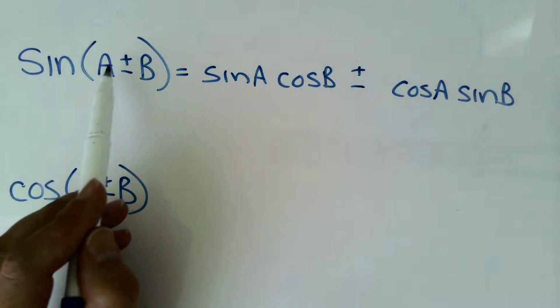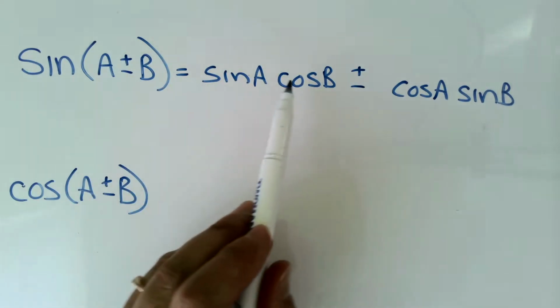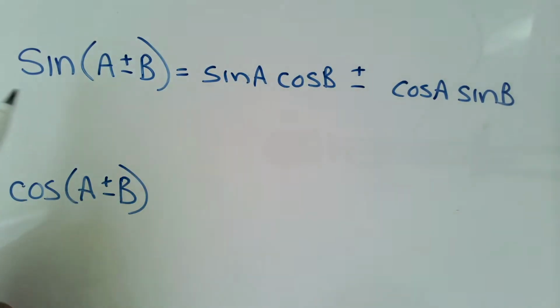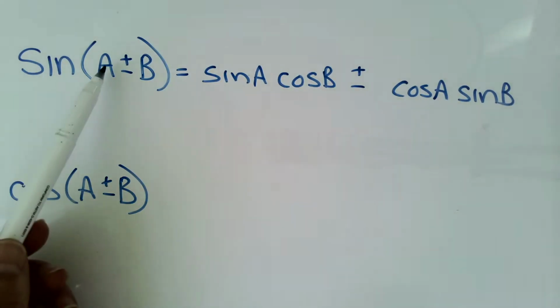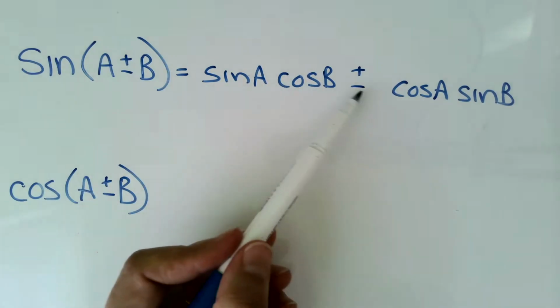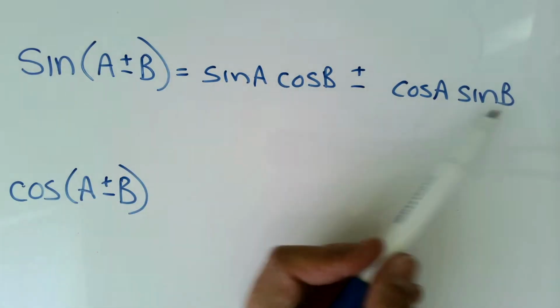So sine of A plus B is sine A times cosine B plus cosine A times sine B. And if you follow the bottom line, sine of angle A minus angle B is sine of A times cosine of B minus cosine of A sine of B.